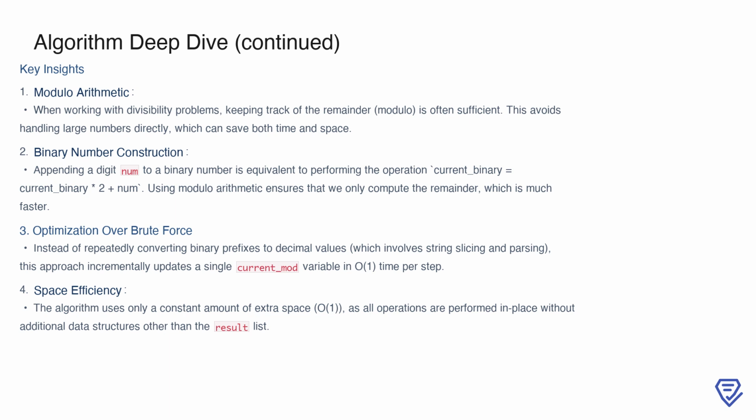Third, this approach is significantly optimized compared to a brute force method that would involve repeatedly converting binary prefixes into decimal numbers. By incrementally updating the current_mod variable in constant time, the algorithm avoids expensive operations like string slicing or parsing. Finally, the algorithm is space efficient, requiring only a constant amount of extra space beyond the input array and the result list, making it suitable for large datasets.